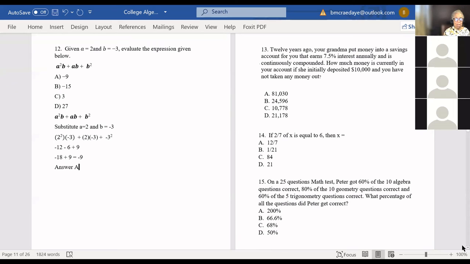But everybody did well today. That's good. But please try to do 13, 14, 15. So when we come back to class next time, I can just ask you what's the answer and how did you get it? And we'll just put it on the screen.